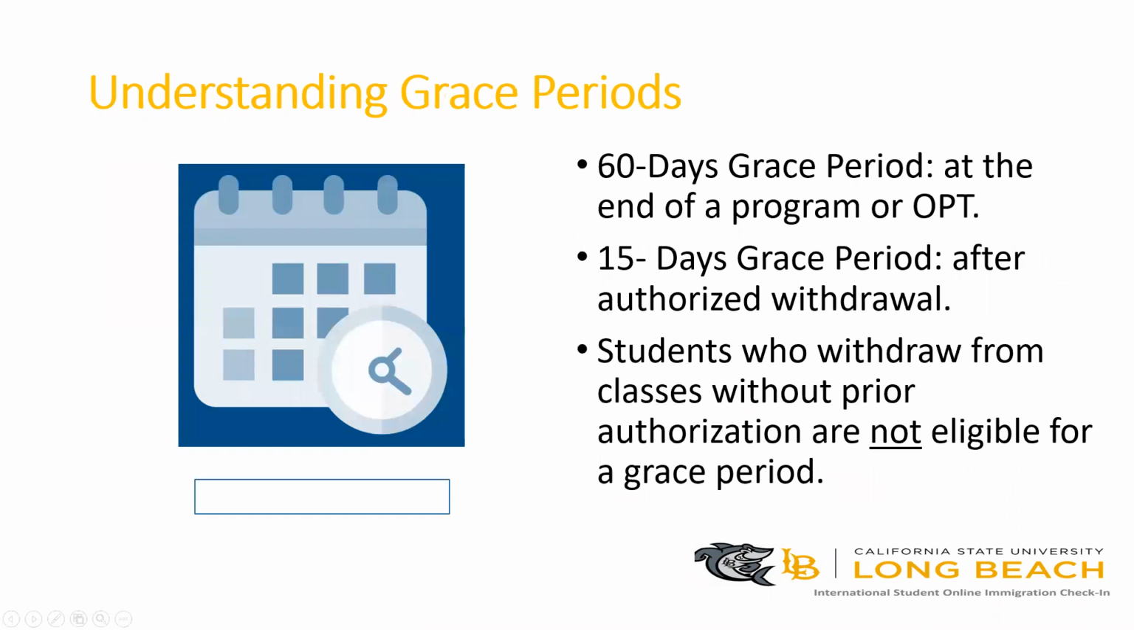Grace periods. F-1 students who complete an academic program or OPT will have a 60-day grace period. During the grace period, students need to leave the U.S., gain a new F-1 status, or seek another immigration status. 15-day grace period. F-1 students who have received prior authorization from an international student advisor to withdraw from classes have 15 days to depart the U.S. after the withdrawal date. Students who withdraw from classes without prior authorization are not eligible for any grace period.